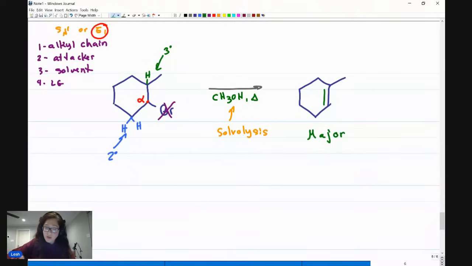When in doubt, draw them all and evaluate. But if you don't have time, identify the more substituted carbon, put the pi bond right there, and you're good to go.